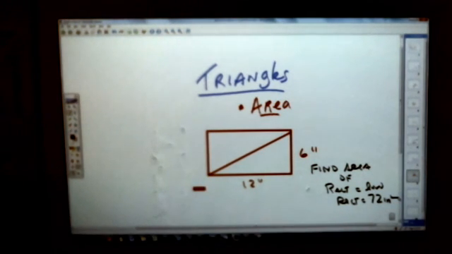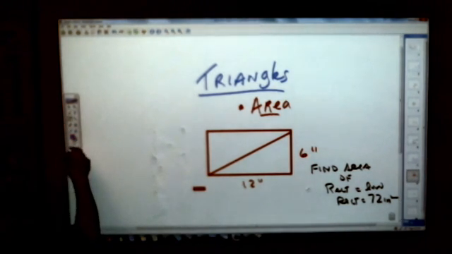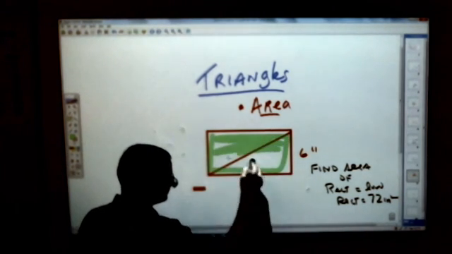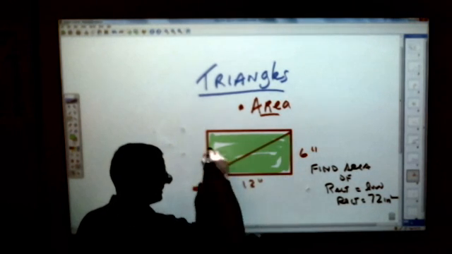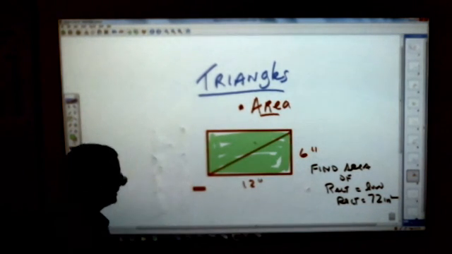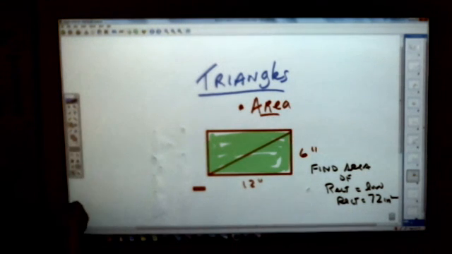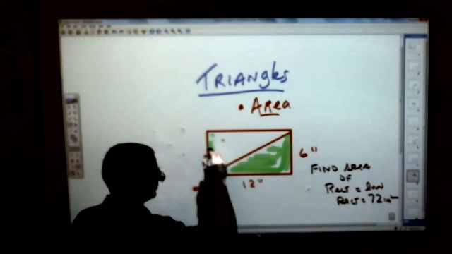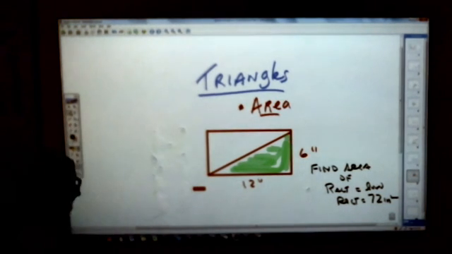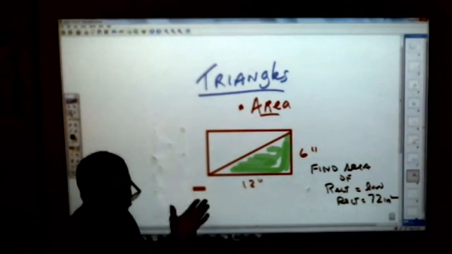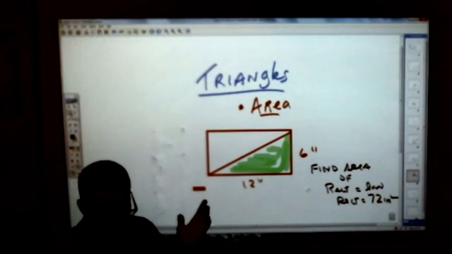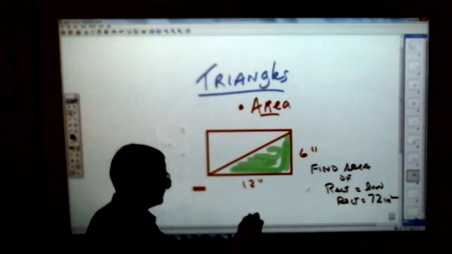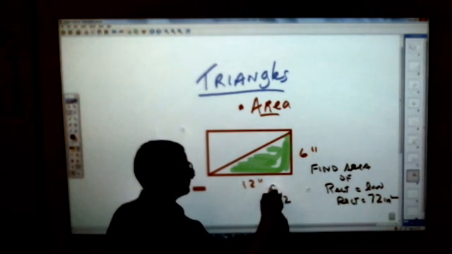They said if the area of the whole rectangle is 72, and you've got that line that cuts that rectangle in half, therefore forming a triangle, what do you suppose the area of that triangle is? Well, the triangle is half of the rectangle, so the area of that, Frankie, is 36. Yeah, 72 divided by 2 is 36.